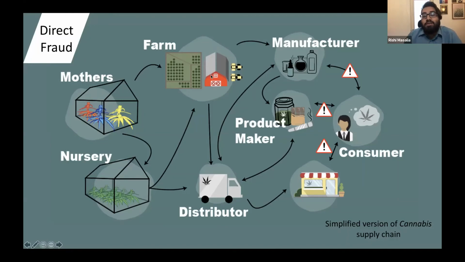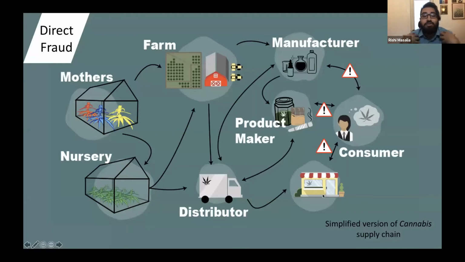You can then do a couple of things. You can send your product to a distributor, and that distributor will sell them to a manufacturer or a product maker or a dispensary. Or you can directly sell to the manufacturer or product maker yourself. And those institutions, manufacturer, product maker, or dispensary, will sell directly to a consumer.